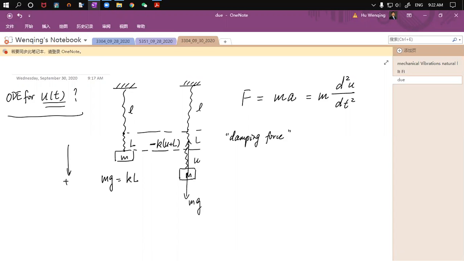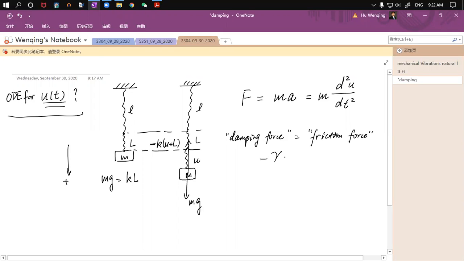The damping force is sometimes also called the friction force. It's given by minus gamma multiplied by u, where gamma is the so-called damping constant. Sometimes gamma is called the damping constant. With the damping constant at hand, you can see that the damping force is the negative of the damping constant multiplied by the velocity. Not the displacement: the damping force is usually given by minus the damping constant multiplied by the first derivative of the displacement.